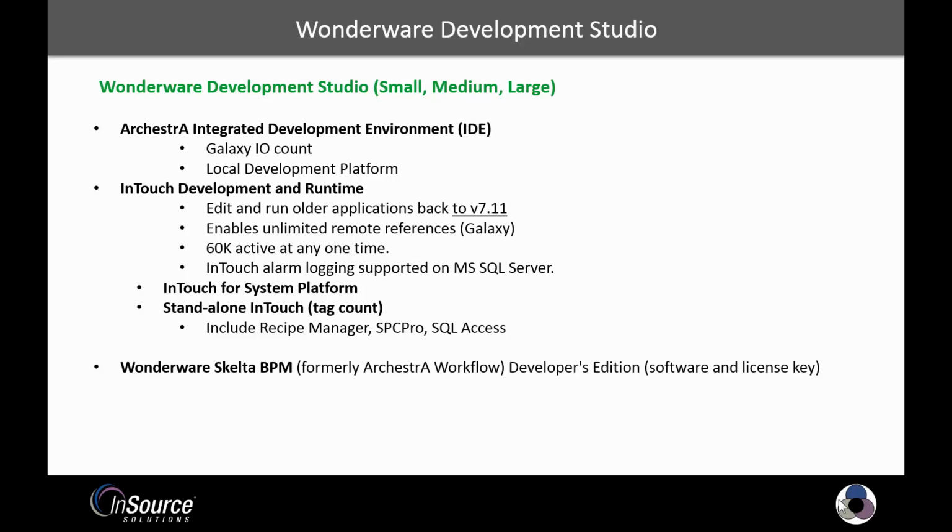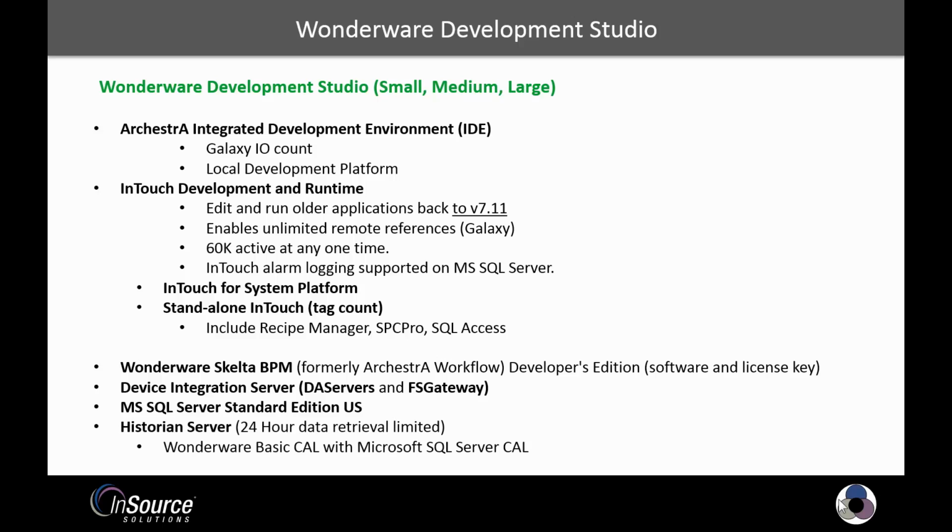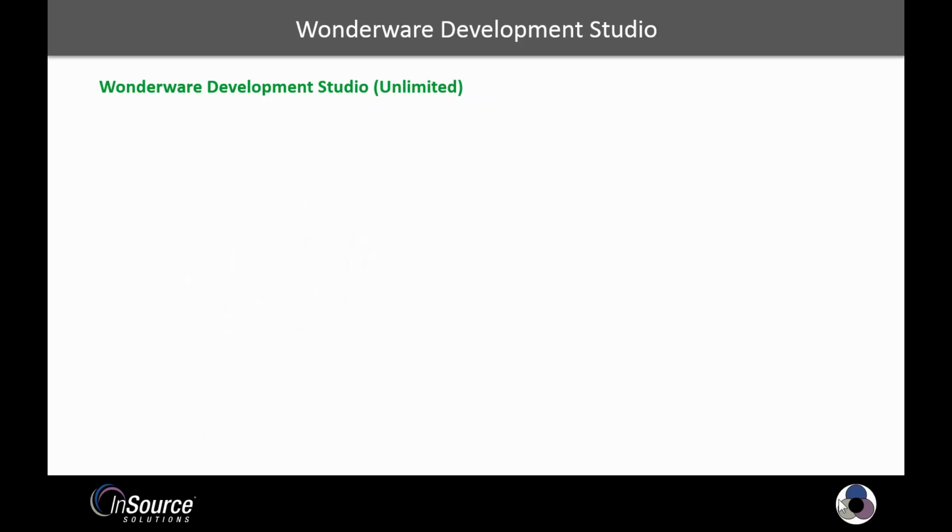It also comes with the Wonderware Skelta, also known as Orchestra Workflow Development License, a device integration server license to test out communication, as well as a Microsoft SQL Server Standard Edition license. We'll need that for the Historian and the Galaxy repository. Now, an unlimited license is a larger license, and it includes things that the other ones do not. So it's going to have everything that a small, medium, and large has, as well as an information server portal license to test and set up our information server web portal.